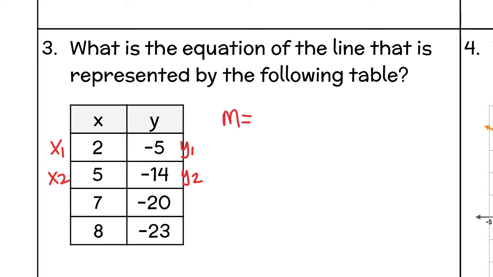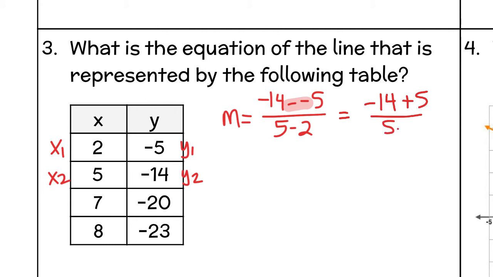Okay, so I know on the top I need to have y2 minus y1, so that is negative 14 minus negative 5, all over x2 minus x1, which is 5 minus 2. On the top, that minus negative turns into a plus sign. So negative 14 plus 5 over 5 minus 2. Now we can do this calculation. Negative 14 plus 5 is negative 9 over 5 minus 2, which is 3. And this will simplify to negative 3.